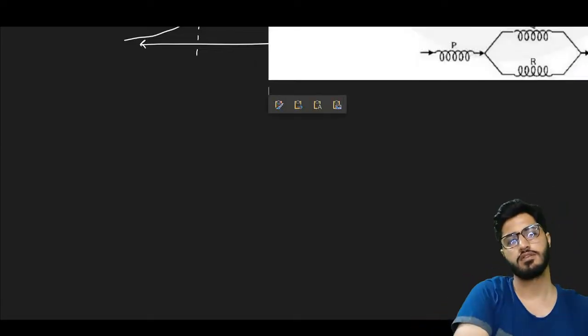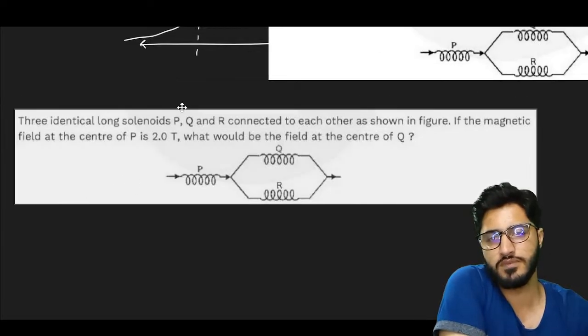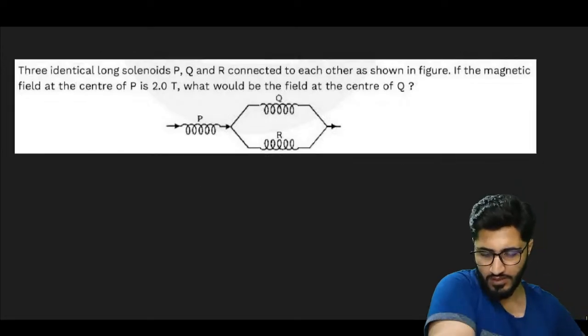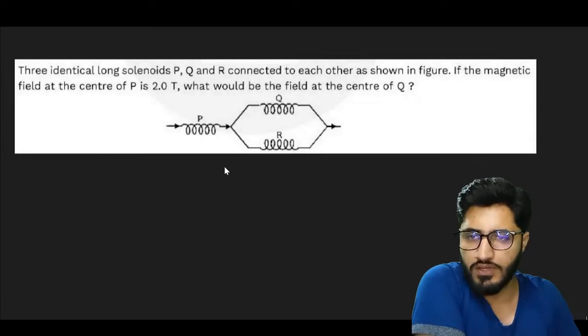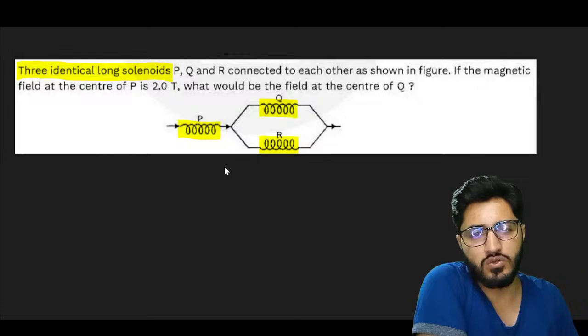Okay, this one numerical. So the numerical is: 3 identical long solenoids P, Q, and R are connected to each other as in this figure. If the magnetic field at point P is 2 Tesla, find the magnetic field of Q and R.